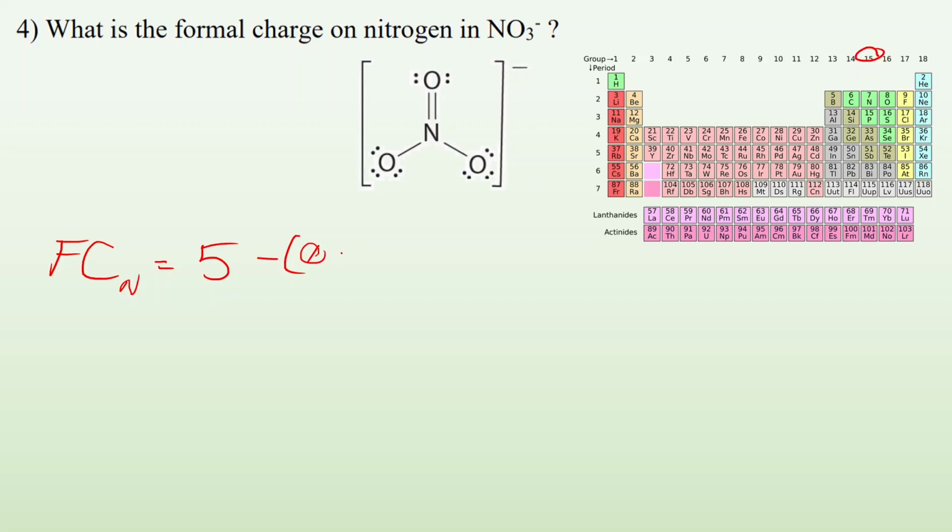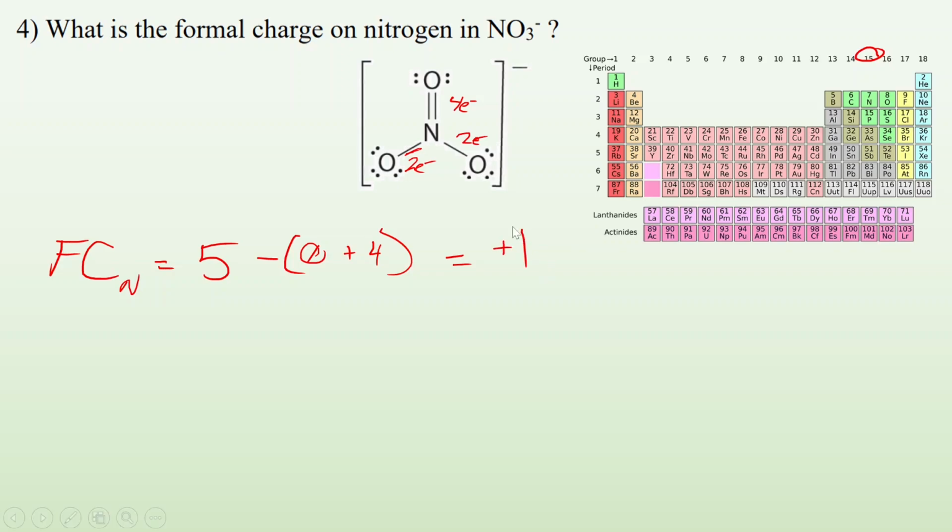And then half of the bonding electrons, which each one of these bonds has two electrons, and then this double bond has 4 electrons. So half of all of that is 4, right? So if I do the math, the formal charge on this nitrogen in this structure is a +1.